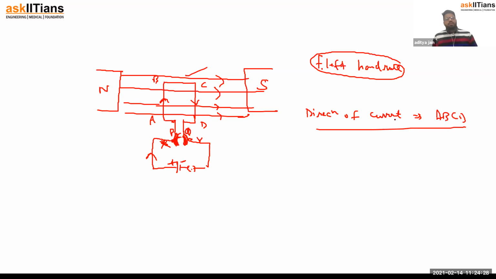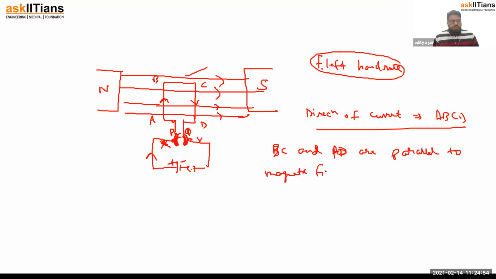If you can see, AB and CD arms are perpendicular to the magnetic field, that is from north to south pole. So magnetic force will act on them. The two branches BC and AD are parallel to the magnetic field. So no force will act on them.